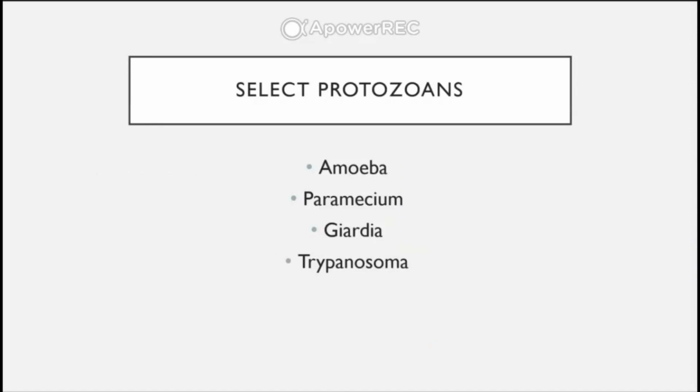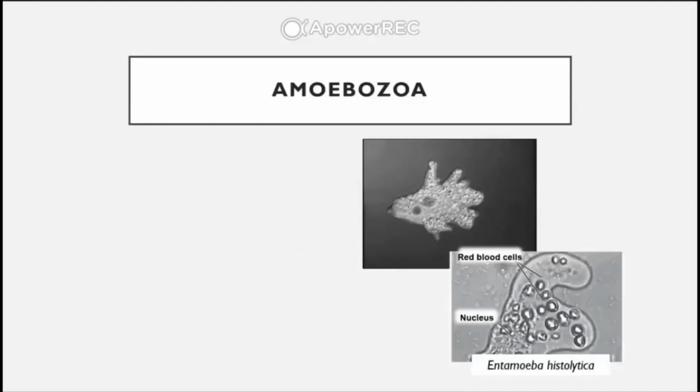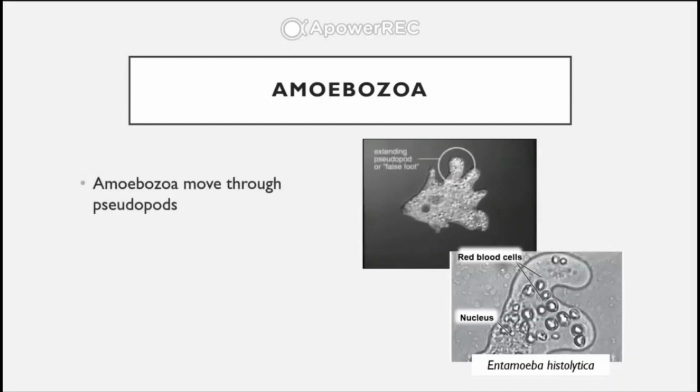We have a select number of protozoans to discuss. These are the amoeba, paramecium, giardia, and trypanosoma. Okay, here we can see amoeba crawling around. Amoeba move through pseudopods. Pseudopods are what we call false feet.